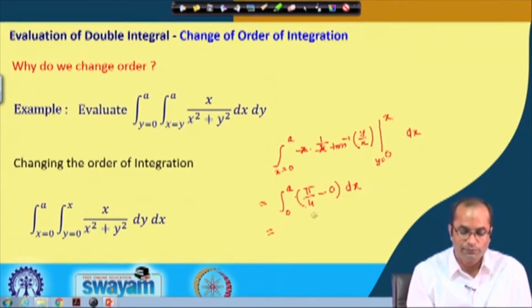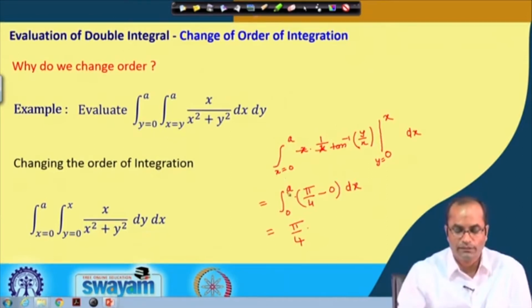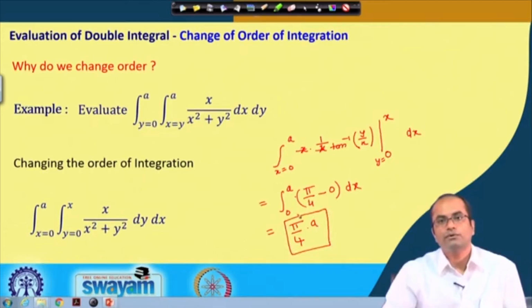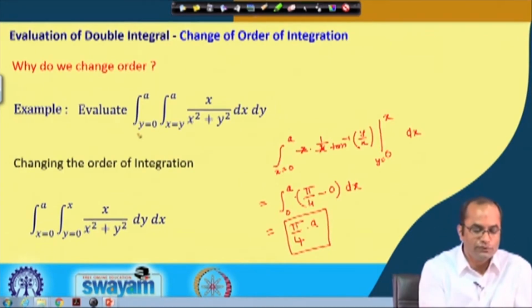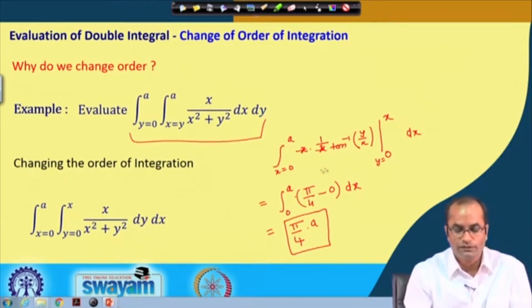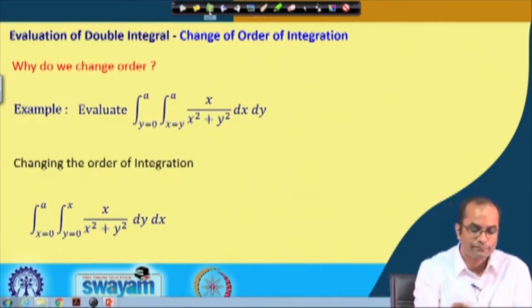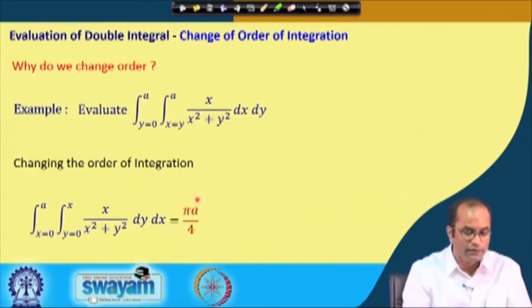So, what do we have here? Pi by 4, and then the integral from 0 to a of dx will be just x, and the upper limit gives us a. So, that is the value of the integral. This change of order was very useful. If we had not changed the order of integration, the direct integral was difficult to compute, but just by changing the order of integration it has become trivial, and we got the value pi by 4 times a.